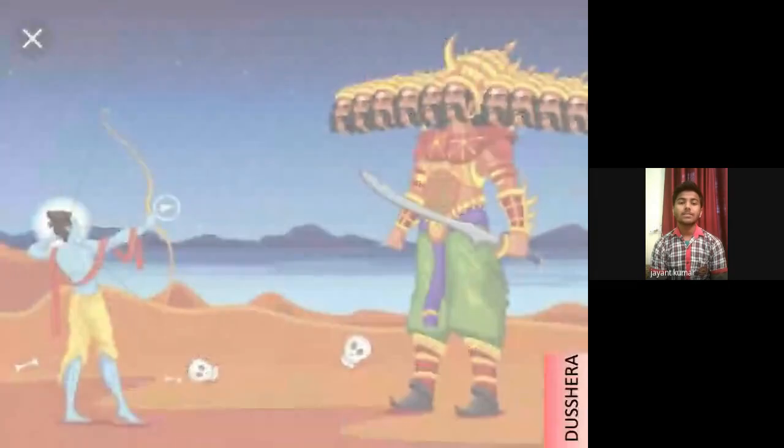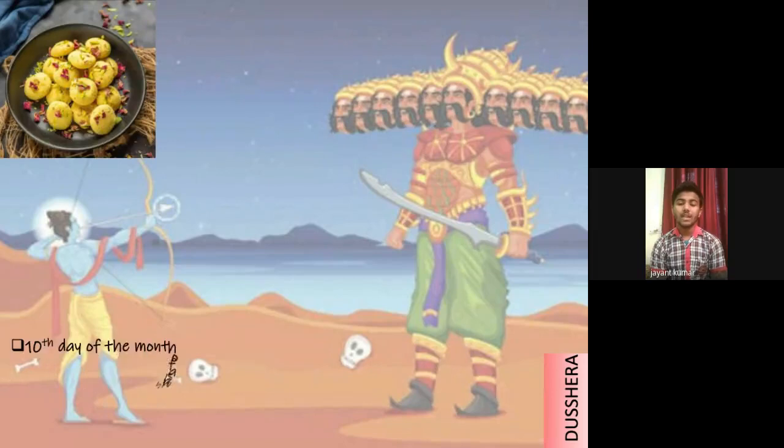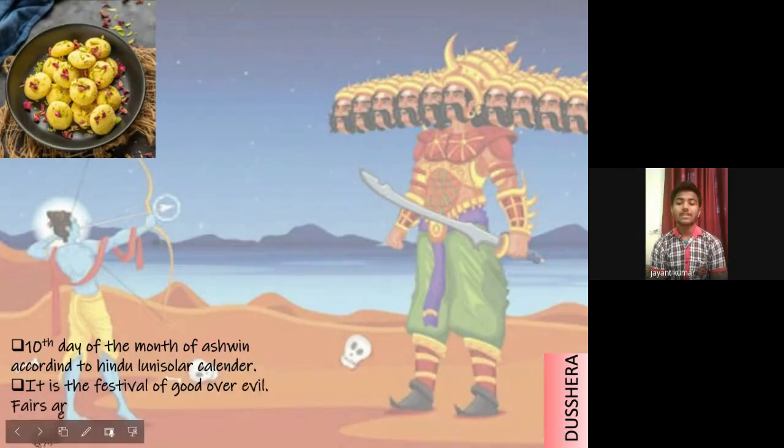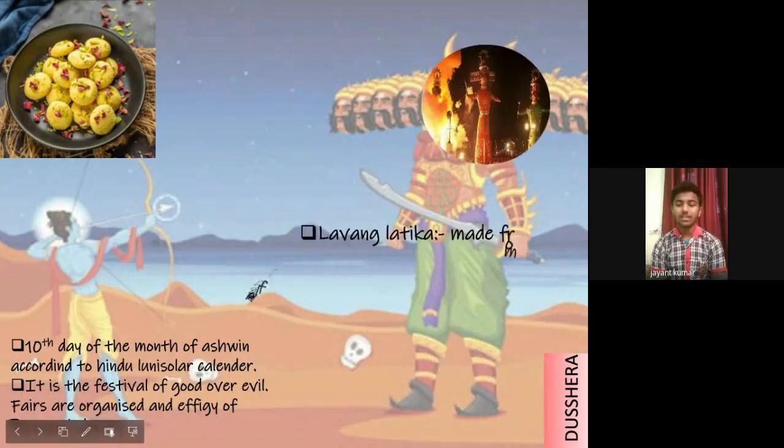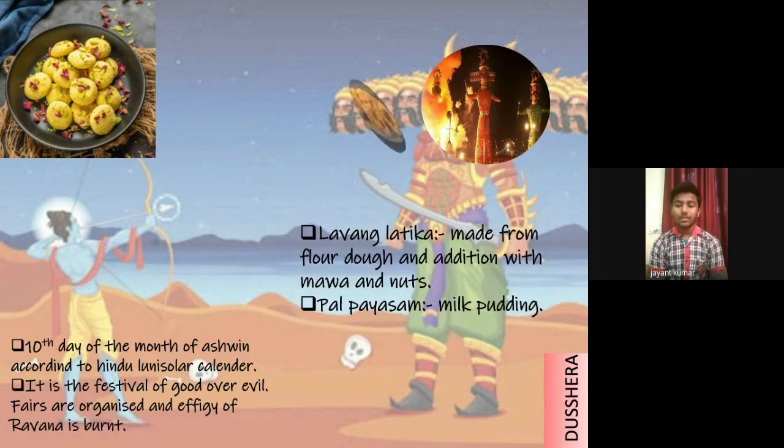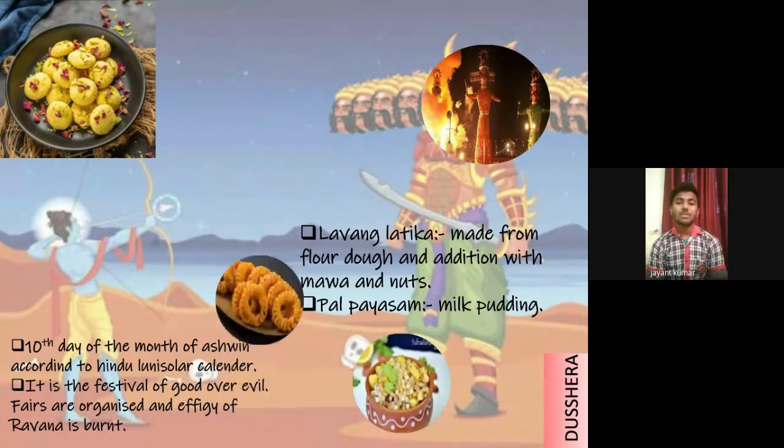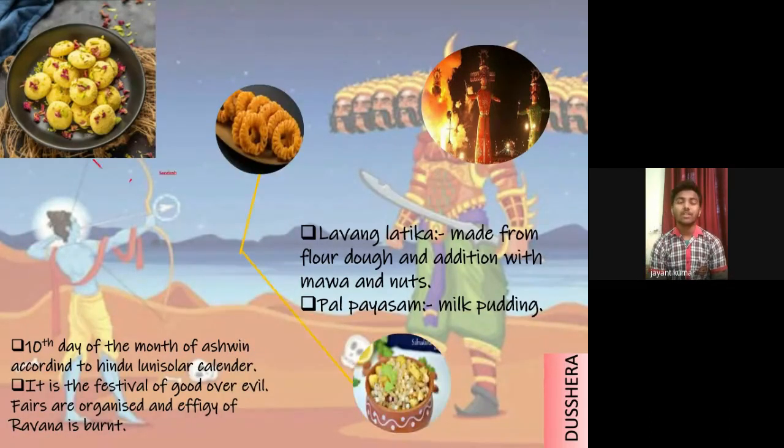Now let us move to one more festival, Dussehra. Dussehra is one of the most important festivals of the Hindu community. It is also known as Vijayadashami, as Lord Ram killed Ravan on this day. According to the Hindu calendar, it falls on the 10th day of the month of Ashwin. It spreads the message of good over evil. In most parts of the country, dramas are organized in the cities showing the story of the Ramayana.